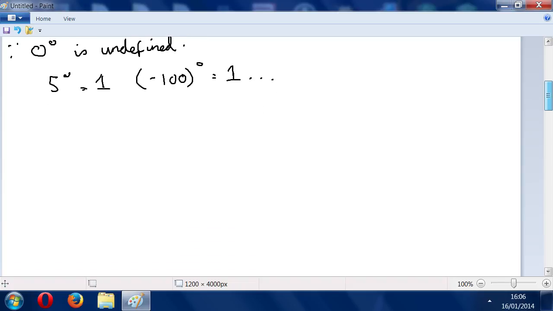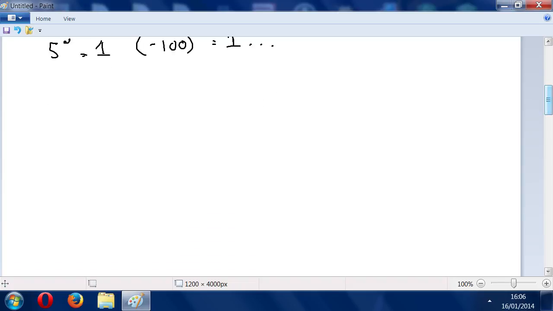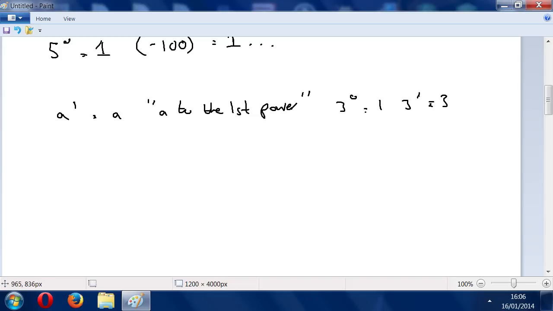And if we look at the early powers we deal with, a to the 1 is a, that's a to the first power. So 3 to the 0 is 1, 3 to the 1 is 3. It'll be the same with 5: 5 to the 0 is 1, 5 to the 1 is 5. That's how that works.